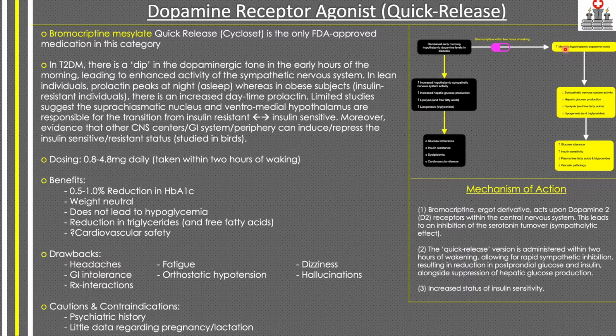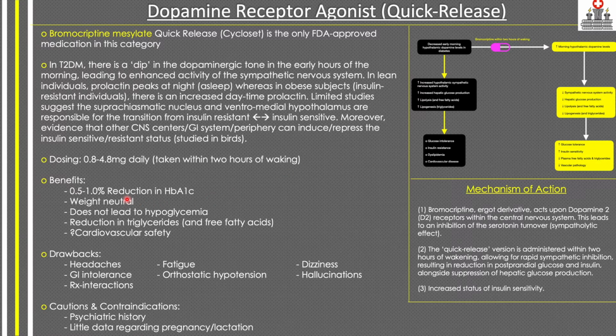Now, when we take the dopamine agonist, the quick-acting version, within 2 hours of waking, what this does is it increases our morning dopamine levels within the hypothalamus. As a result, it decreases the prolactin, and that decreases the sympathetic nervous system activity. As a result, there's less gluconeogenesis, less lipolysis, less lipogenesis, and virtually the complete opposite of what we've seen on the left-hand side. There's better glucose tolerance, improved insulin sensitivity, decrease in fatty acids and triglycerides, and a decrease in vascular pathology and cardiovascular disease.